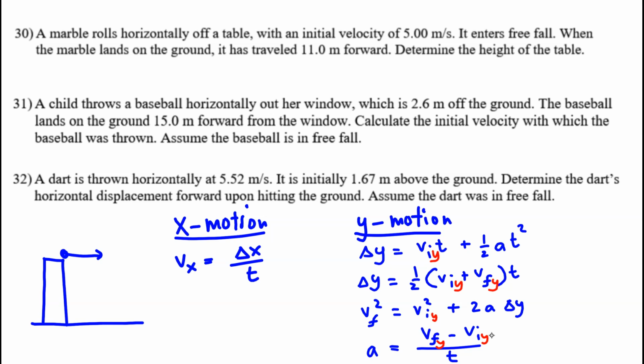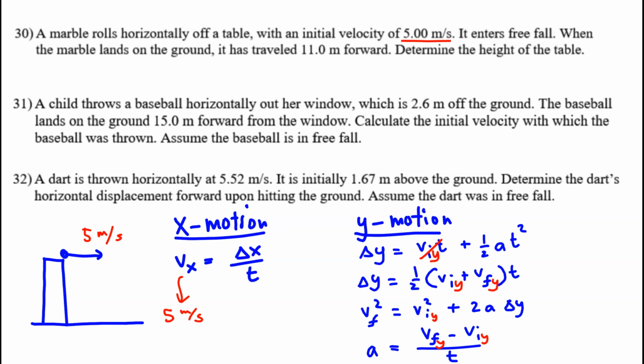Okay. Number 30, the first question says, a marble rolls horizontally off the table with an initial velocity of 5 meters per second. So we could label the picture so that this is 5 meters per second. As soon as you see this statement, you can ask, well, how much of that 5 meters per second is on the x-axis? The answer is all of it. How much of that 5 meters per second is on the y-axis? None of it. So viy is 0. And of course, anything multiplied by 0 is 0.